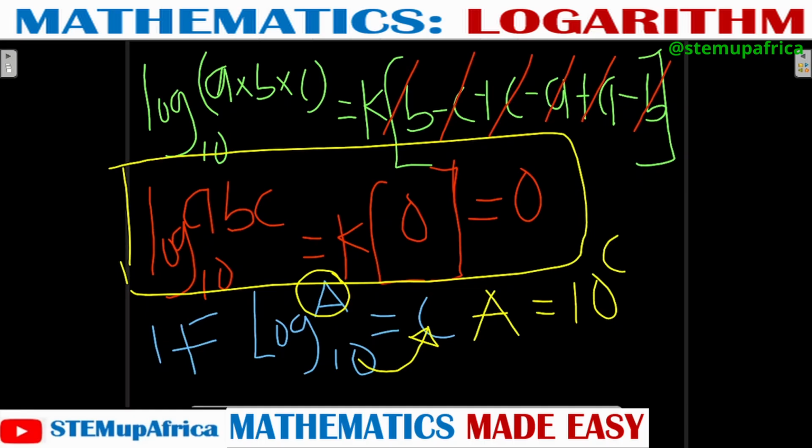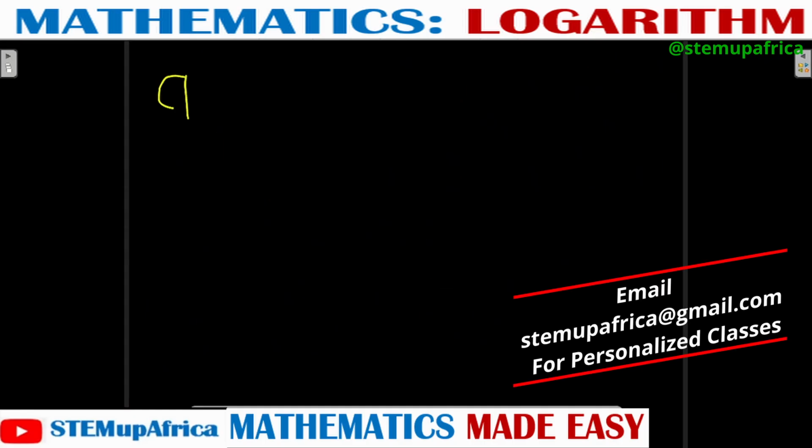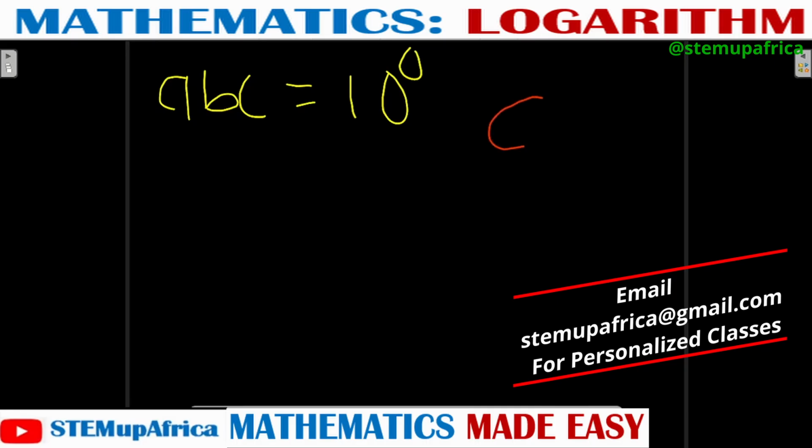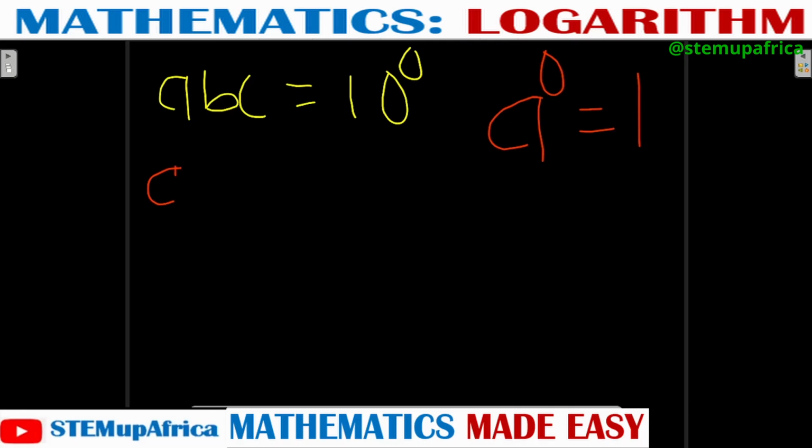So let's apply the law in that regard. We are going to have abc equals 10 raised to the power of 0. And we all know from indices that a raised to the power 0 is 1. That means 10 raised to the power 0 is 1. So I'm having abc equals 1.